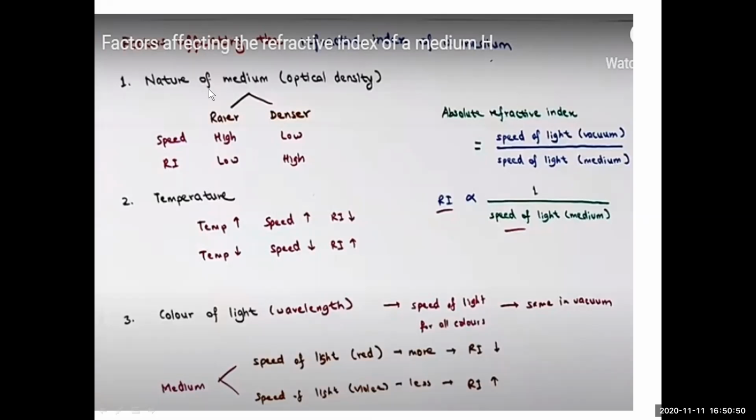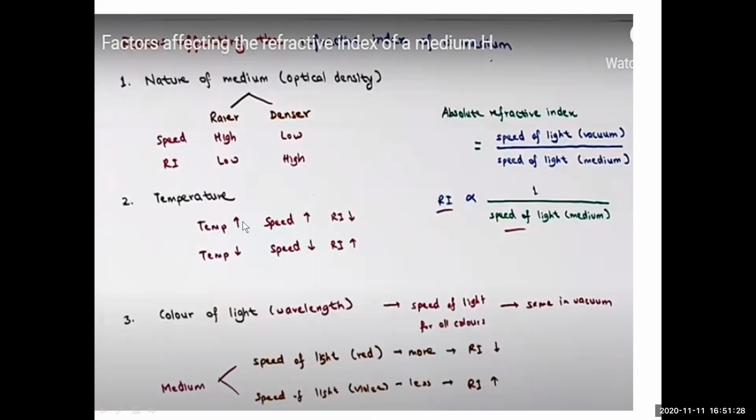Now, what is this nature of medium and how is it dependent? If the medium is a rarer medium, then the speed of light will be high. We know that the velocity in the rarer medium is more when compared to the denser medium, where it will be less. So we know that speed is inversely proportional to the refractive index. Therefore, the refractive index will be less in the rarer medium and more in the denser medium. Isn't it, students? So this is the optical density.